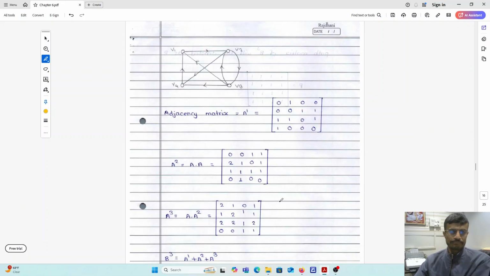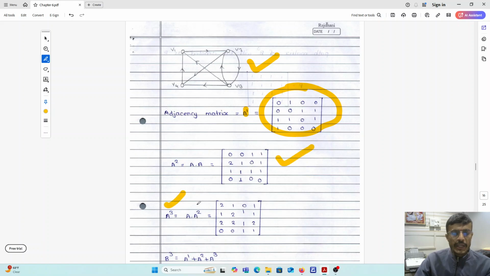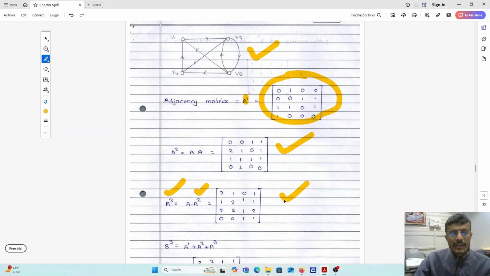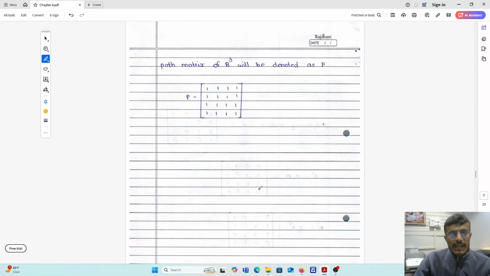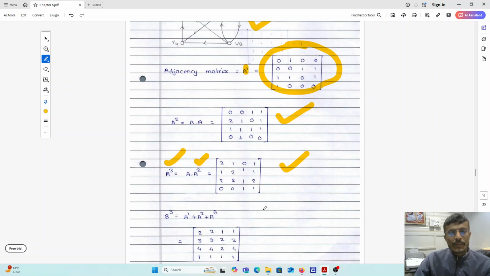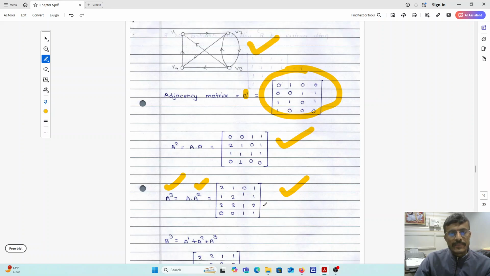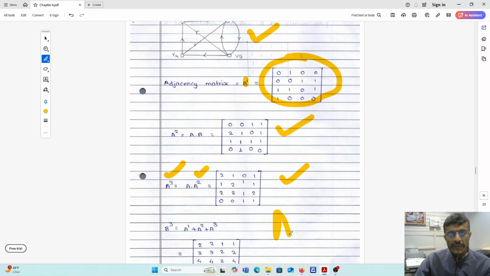Now, from this given diagram, we have to find here A1, that is 0 1 0 0. You have to find this. Then A square is what? You have to take this matrix, again take this matrix and make the multiplication. A cube is equal to A into A square, that is this one. And again, one more thing is missing over here. It's my mistake. You have to find A4 also.